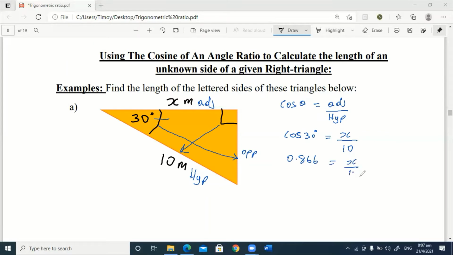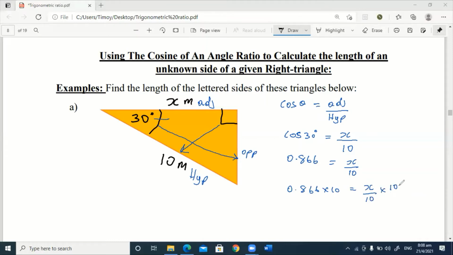From here, you want to make x the subject. By making x the subject, you will actually find the value of x. How can we make x the subject? We realize that this x is being divided by 10. So we can do the opposite of dividing by 10, which is to multiply both sides by 10. So here we will have 0.866 times 10 is equal to x divided by 10 times 10.